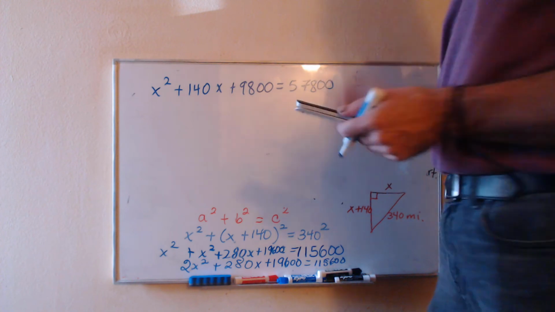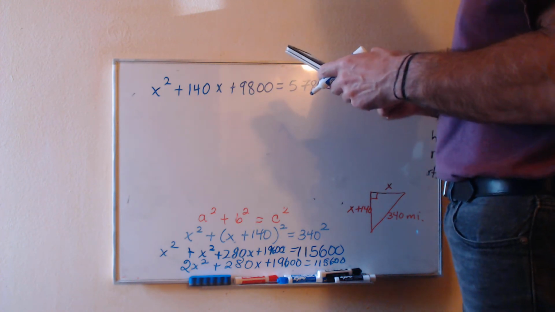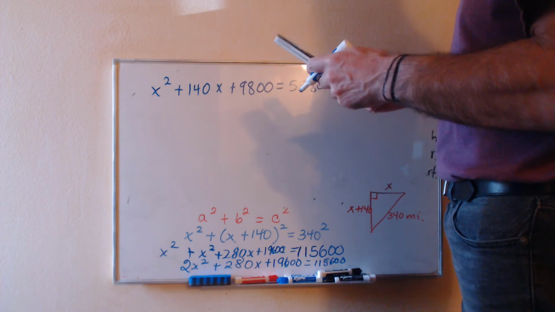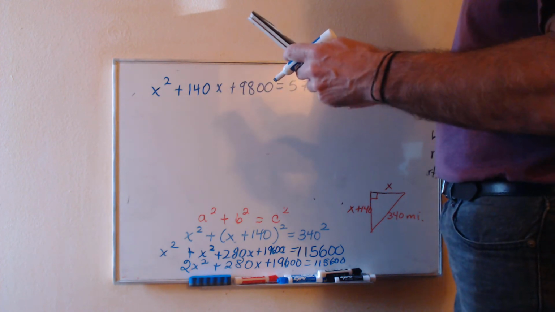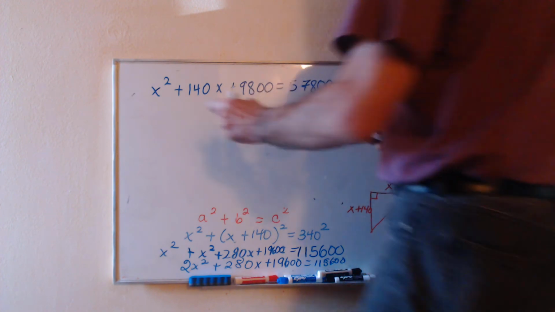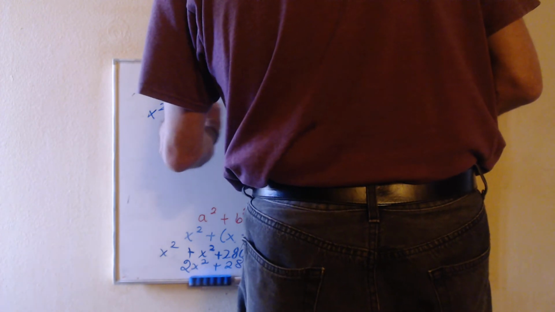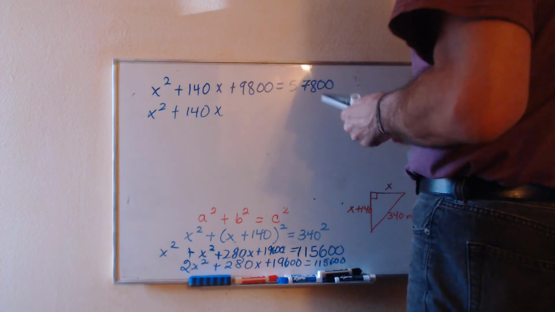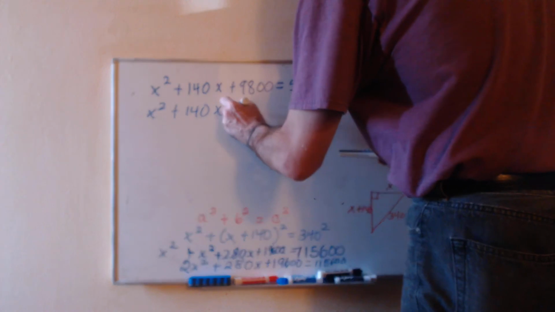This is something that might be factorable, or that we could use the quadratic formula for. But since I was able to get a 1x squared easily, and the coefficient of x to the first is even, I'm going to go ahead and use the completing the square method. So we'll get the variable terms alone on one side, subtract 9,800 from the other side, and I'm getting 48,000.